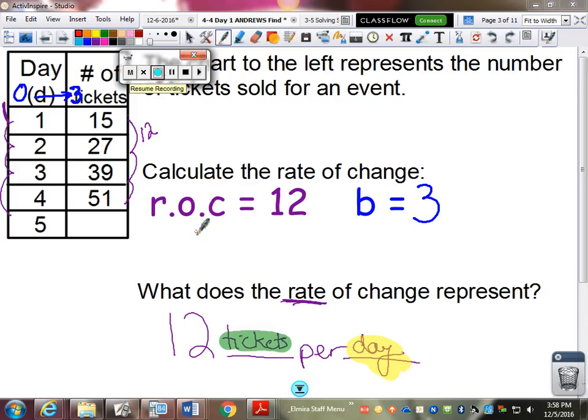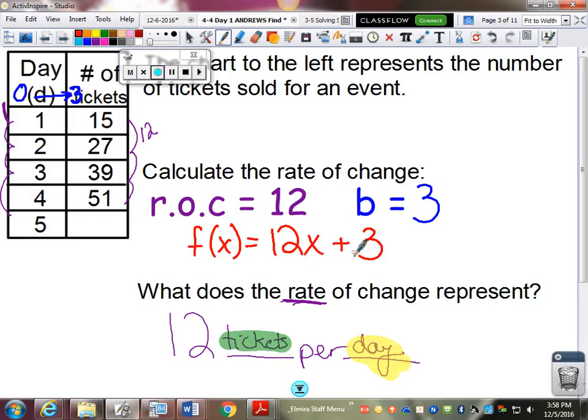Okay, so f of x equals my rate of change times x plus 3. Now, we could get creative with this one, and we could personalize it to the situation. Okay? The x column we can represent with d for days. We can personalize this equation. It's fine if you leave it as an x.